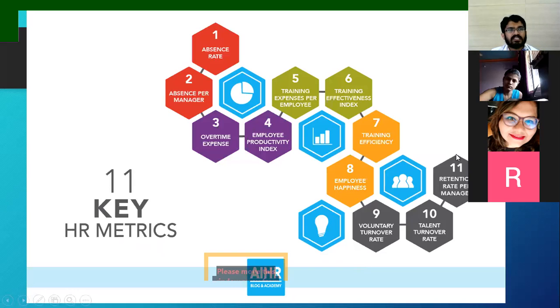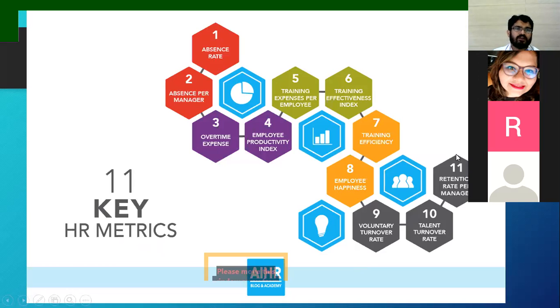These are some of the HR metrics that we prepare. Again, the list is not exhaustive. There are many more metrics that we can prepare, but I have listed a few important ones. First one is absence rate. So you can have a metric which evaluates or assesses the absence rate in the employee. Second one is absence per manager.